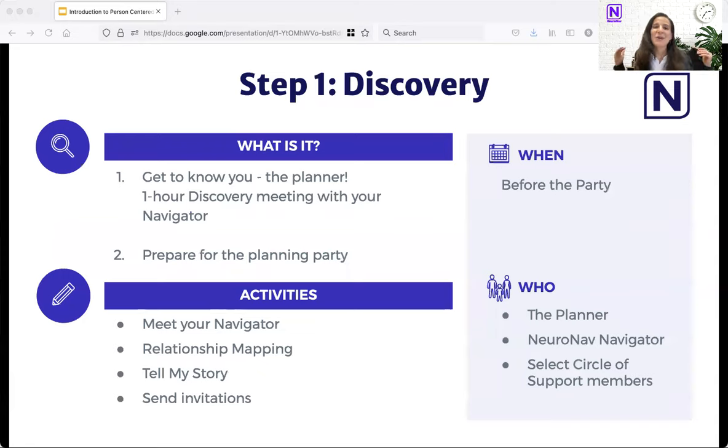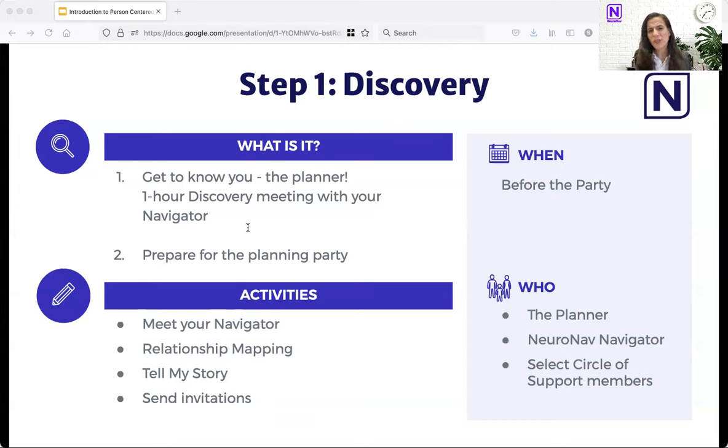Discovery. This is where we get to know you as the planner. This is one of my favorite parts. You will have a 1-hour meeting with your navigator, and we'll learn about your interests, your likes, your dislikes, what makes you who you are. We'll also send you a couple of activities to do on your own, and this also really helps us get to know you. All of this will happen before your party and will include you, your navigator, and a couple of close family members and friends if you want.